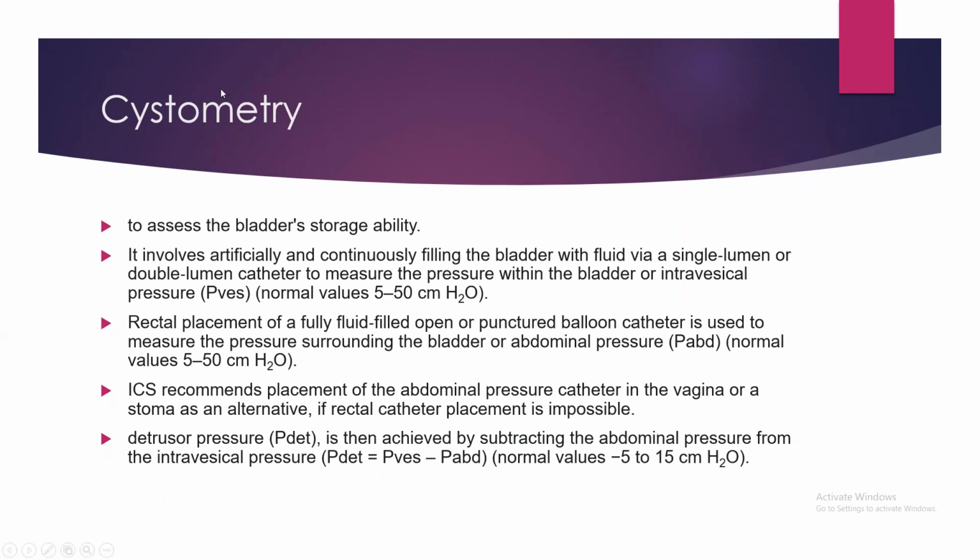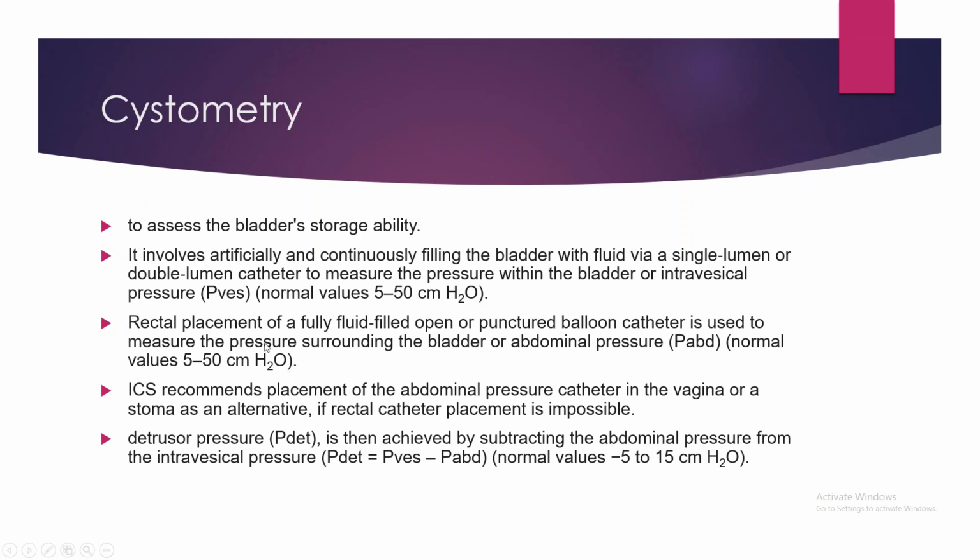Now cystometry. Once uroflowmetry is over, the second part of urodynamics is cystometry. So what exactly is cystometry? It assesses the bladder storage ability. It involves artificial and continuous filling of the bladder with fluid via a single lumen or double lumen catheter. A single lumen catheter will only fill the bladder, but a double lumen catheter can also measure the intravesical pressure. The normal value of this intravesical pressure is 5 to 50 centimeters of water.